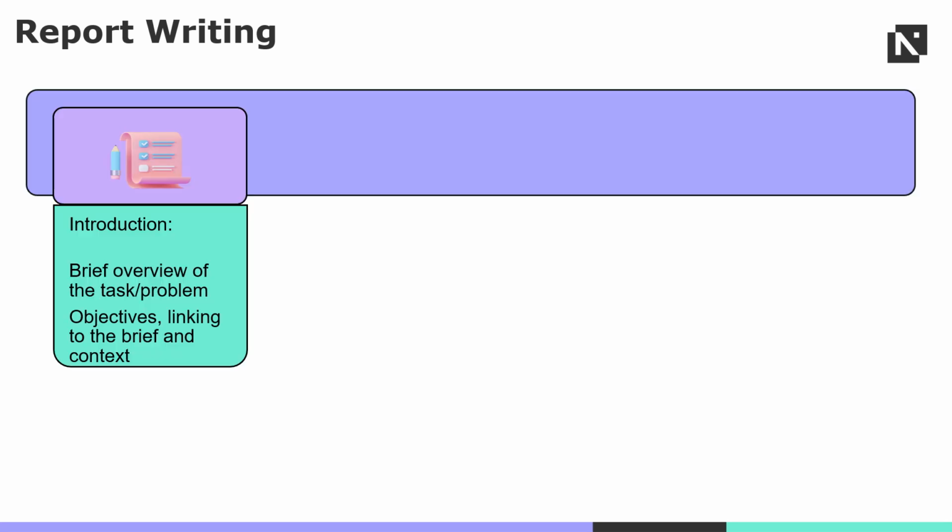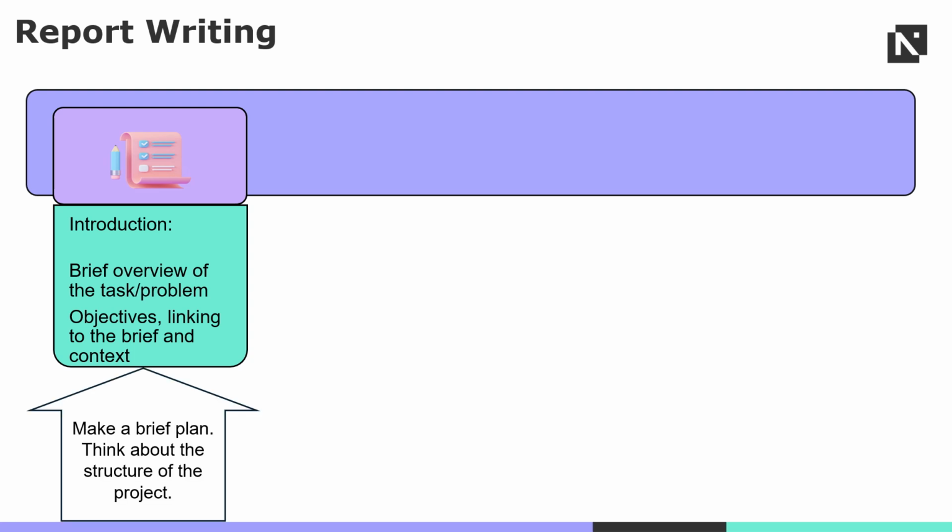So the introduction should include an overview of the task or problem along with the objectives. Encourage students to make a brief plan of their report before they start writing, so their approach will be logical and structured, adhering to the time constraints for the assessment and containing all relevant and necessary information.